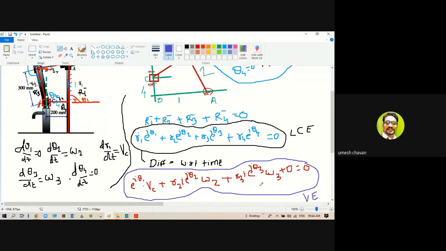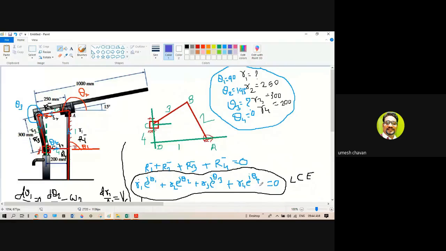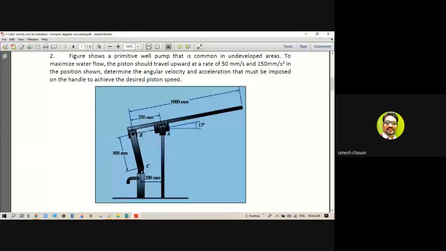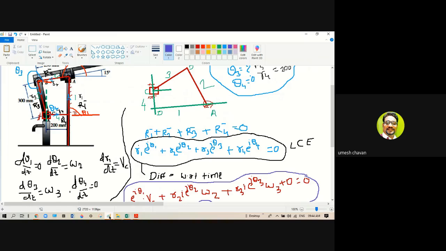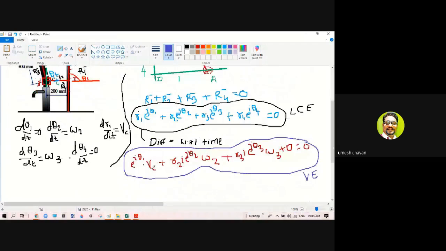I think some velocities are given. For what is it given? The figure shows the primitive well pump that is common in undeveloped areas. To maximize the water flow, the piston should travel upward. The piston velocity is given. See here, this Vc is given. That is the input quantity that is given.